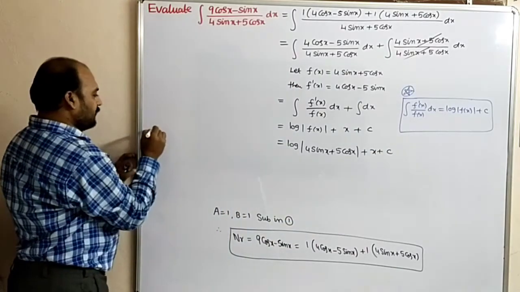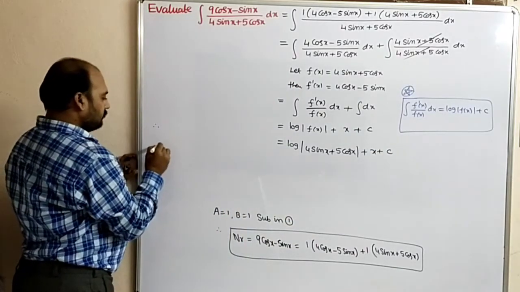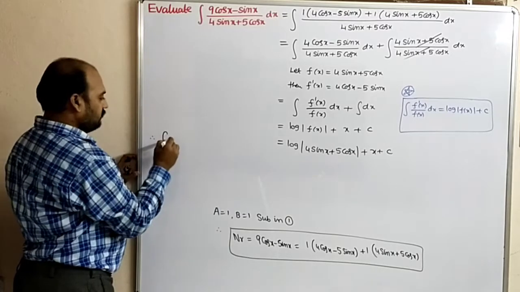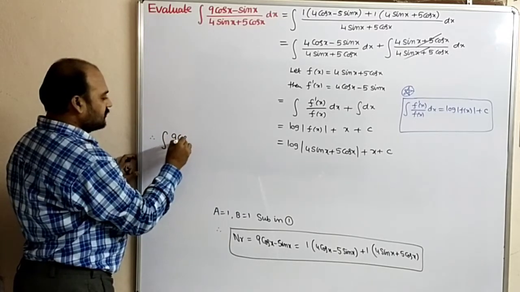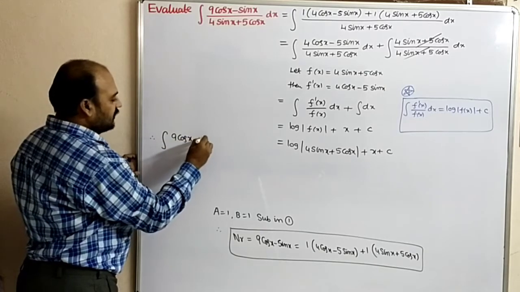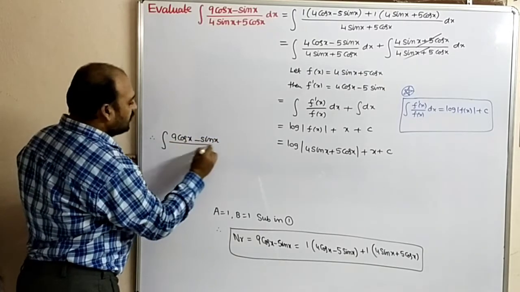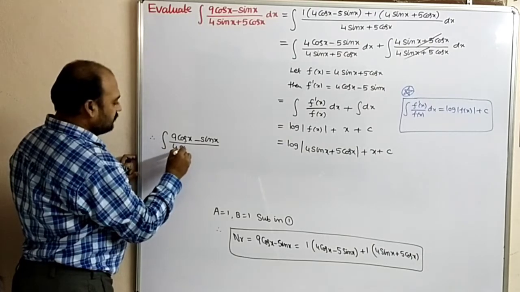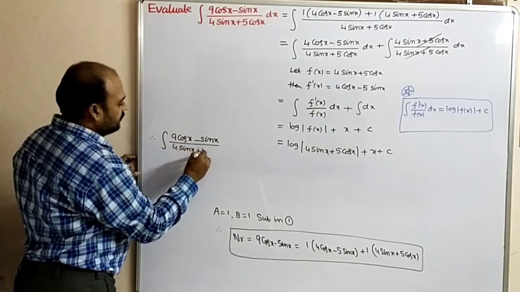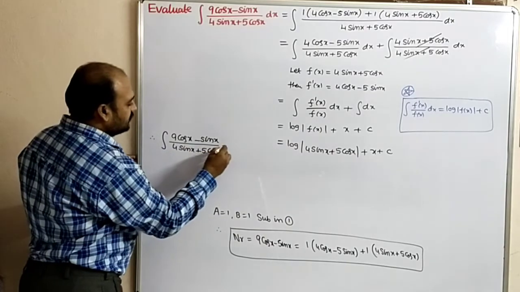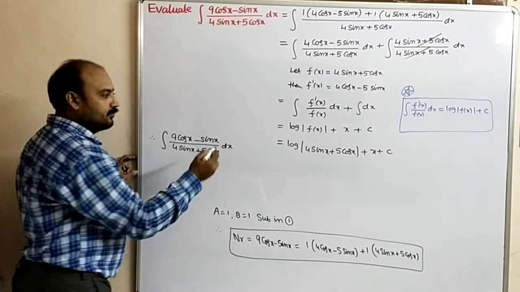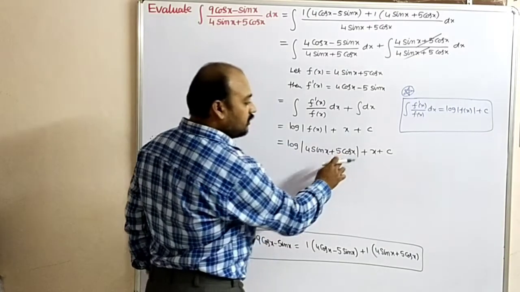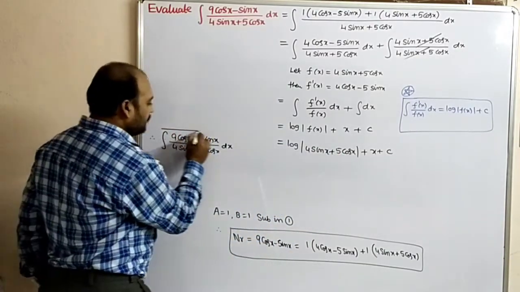Therefore, conclusion step: integral (9 cos x minus sin x) divided by (4 sin x plus 5 cos x) into dx is equal to log mod 4 sin x plus 5 cos x plus x plus c.